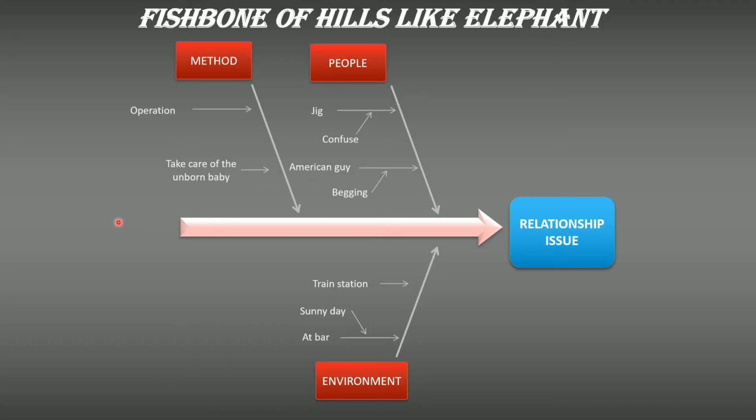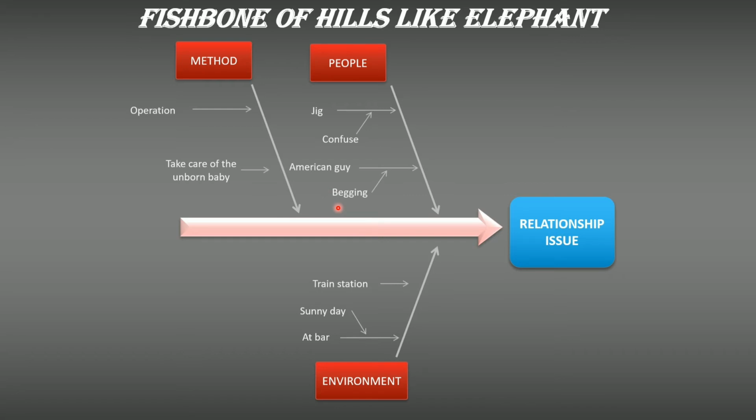So, we are going to the fishbone diagram to identify the effect and causes. There are three main points, which are people, method, and also environment. The people involved in this story are Jig, who is confused about the decision. Second, the American guy is begging Jig to have an operation.